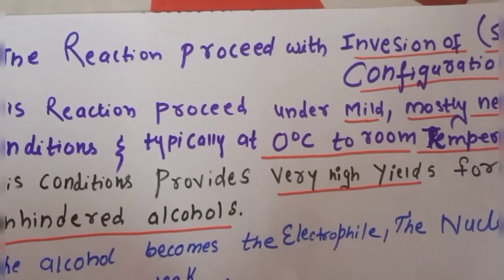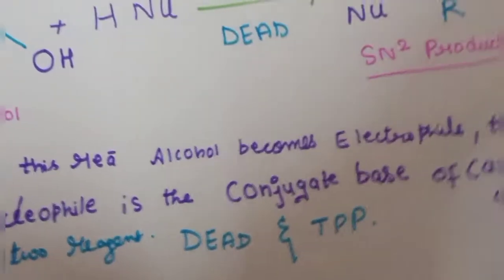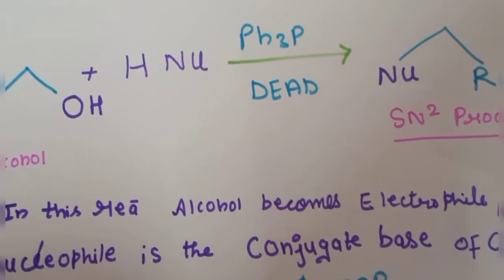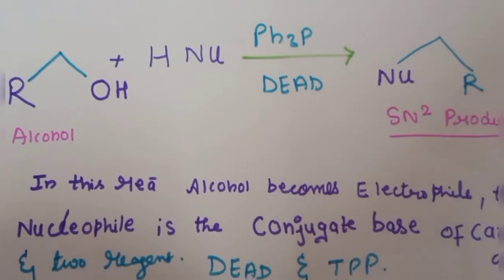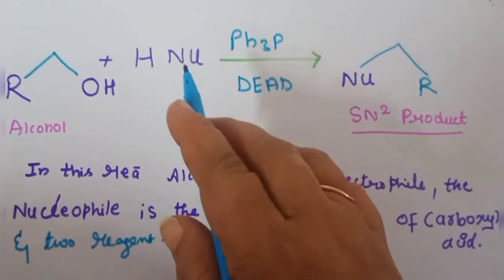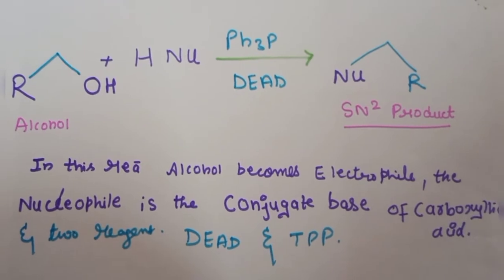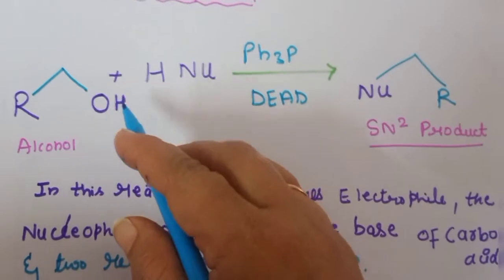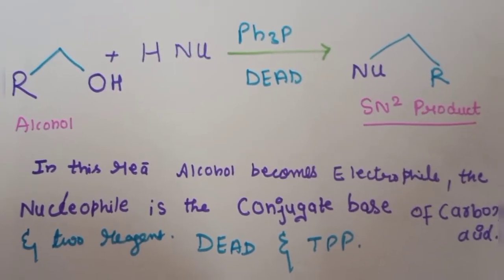So students, we will start the mechanism of this reaction by taking this simplest reaction. You can write one or two reactions in the introduction. So for the mechanism, we will start with this reaction. This is our alcohol and it is reacting with any acid, which we have written in the form of HNu, nucleophile plus H. The reaction gives the product by SN2, meaning inversion of configuration. OH is on the right side here, it will be on the left side. So I hope this is clear.